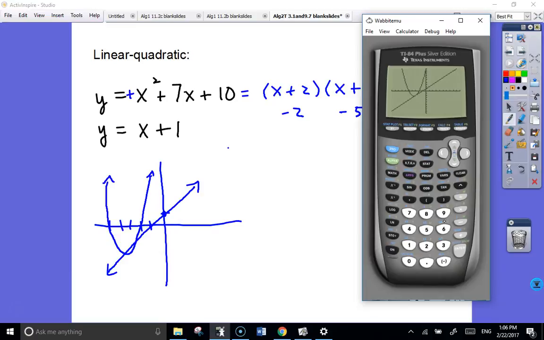Before we do that, let's see if we can find one intersection point. Right? So if it's on the screen, then second trace 5, enter, enter, enter. Okay, and it found an intersection point.